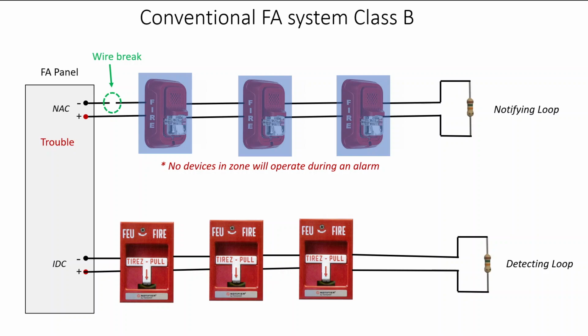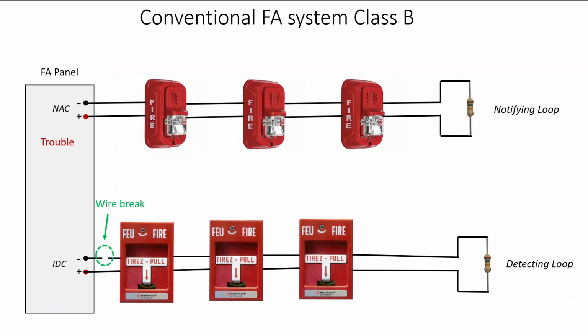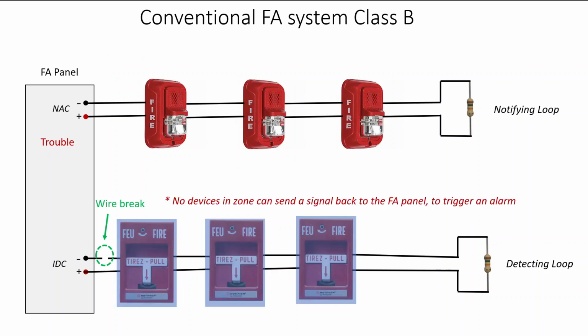Likewise, the same thing would occur down on the IDC. If we had a wire break at the very beginning before the first device, none of the indicating devices or sensing devices would be able to cause a change in current in the conductors and tell the fire alarm panel that there is a fire in the building. Therefore, the fire alarm panel would never go into alarm.